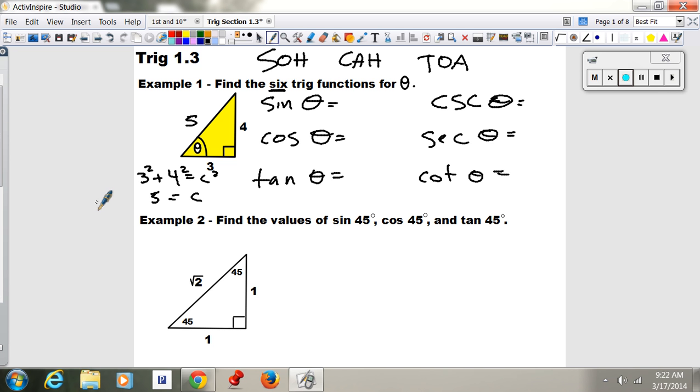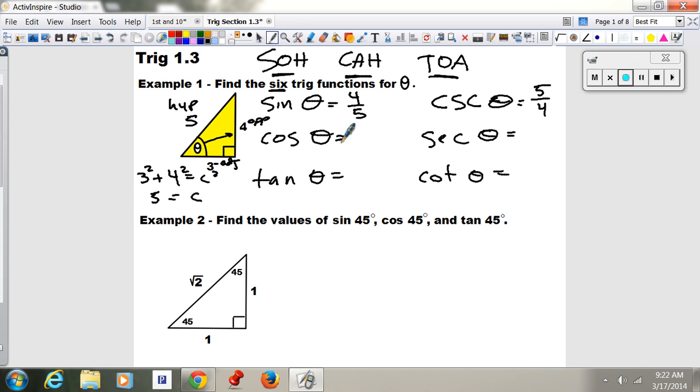Now, if I'm looking at my SOHCAHTOA up top, what is the sine of this theta right here? Where's my opposite side? 4 is my opposite. Where's my hypotenuse? 5, the biggest side, and then the 3 has to be adjacent. So the sine is going to be 4 over 5. And that now gives us the cosecant too, doesn't it? Because to get the cosecant, we just flip it over. So that's going to be 5 over 4.